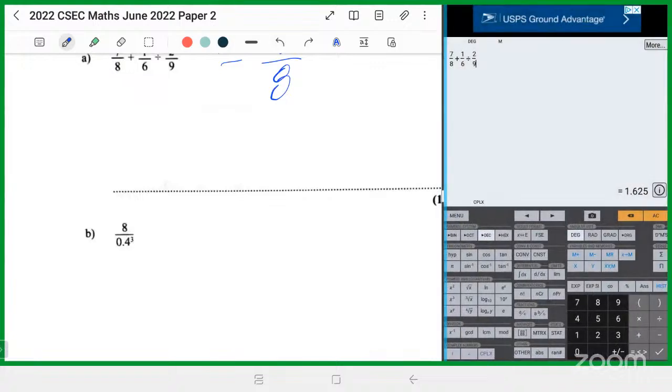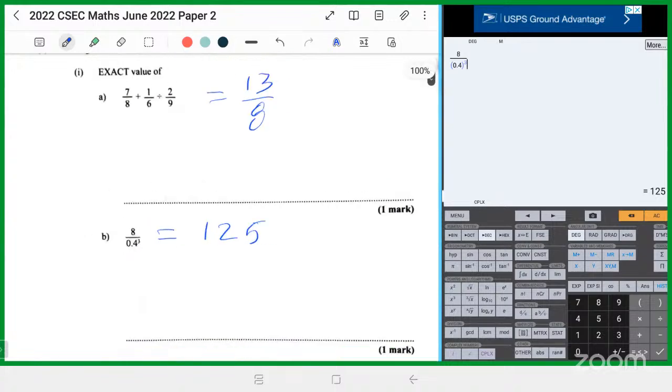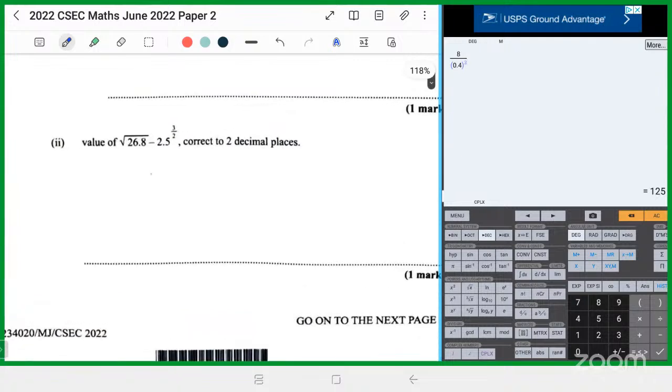For this one, we're going to use a calculator again. It's going to be 8/0.4 cubed. And that is 125. That's amazing. 3 marks in this one.